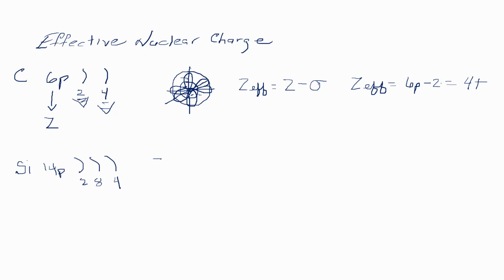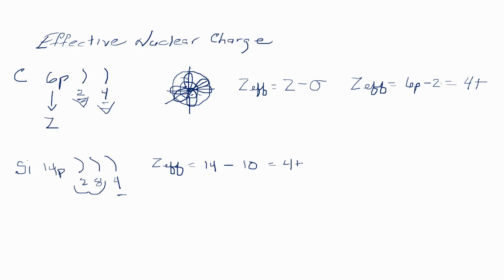And so Z effective for silicon, we would say, is 14 protons, the actual nuclear charge, 14 positive, minus the inner shell electrons, which is 10. How'd you get the 10? Because this is the inner shell. This is the outer shell. So both carbon and silicon have 4 electrons in the outer shell. They have similar chemical properties since they both have 4 electrons in the outer shell, or the valence shell. And the Z effective is 4 positive again.